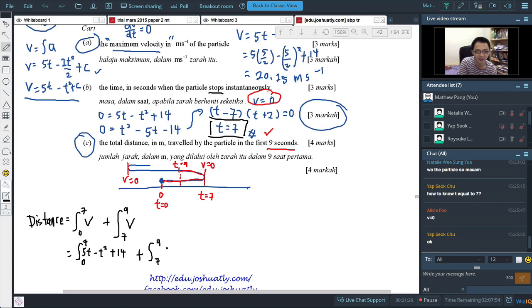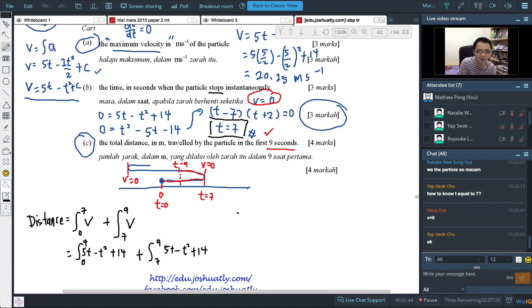Yeah. After that, maybe I can teach you another method. But I think this method is quite easy because you do not need to know whether the particle moves left-hand side or right-hand side. But yeah, some teachers actually will teach another method. Anyways, yeah, I just solved this one very fast. So yeah, let's continue here.